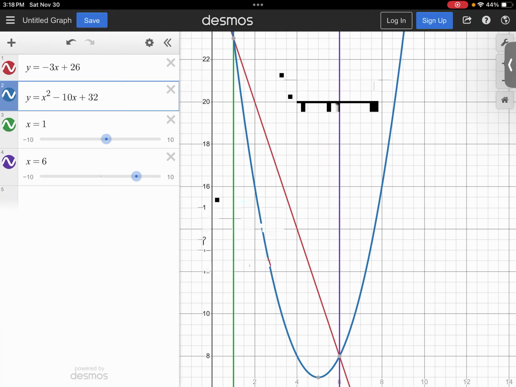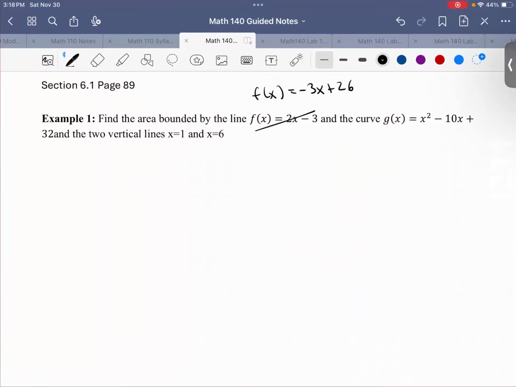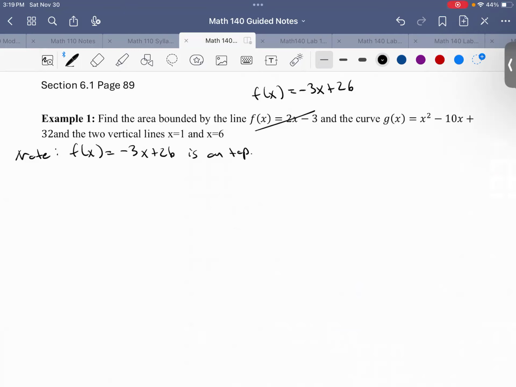So that helps us identify which is on top, which is on bottom. Okay, so let's go back to the question and make a couple notes. f of x equals negative 3x plus 26 is on top. So our integral would be the integral from 1 to 6 of f of x minus g of x dx. So we plug in our f of x and our g of x, and it would look like such.